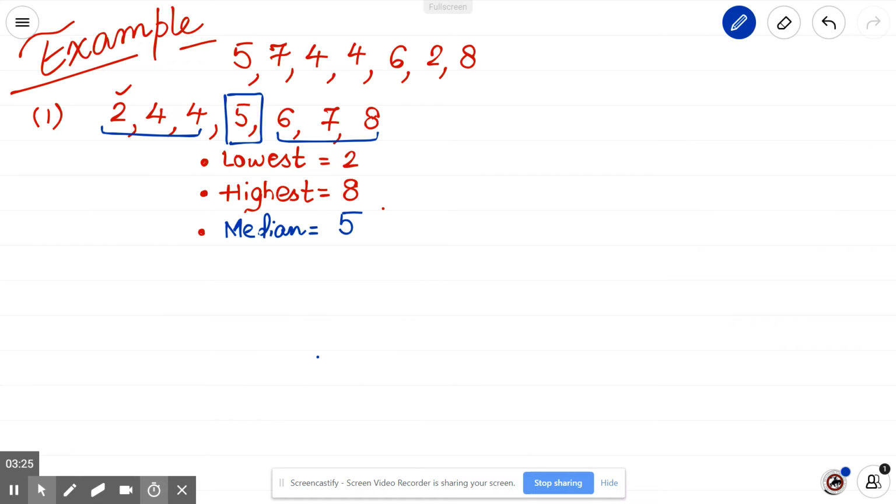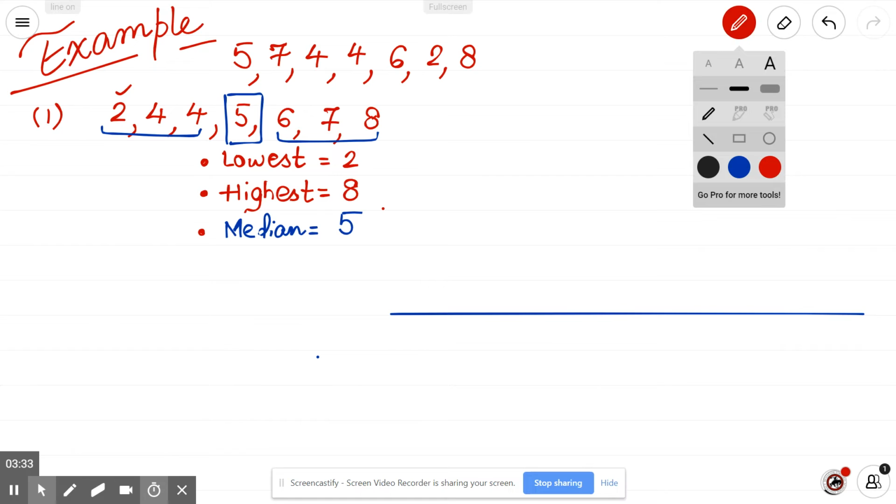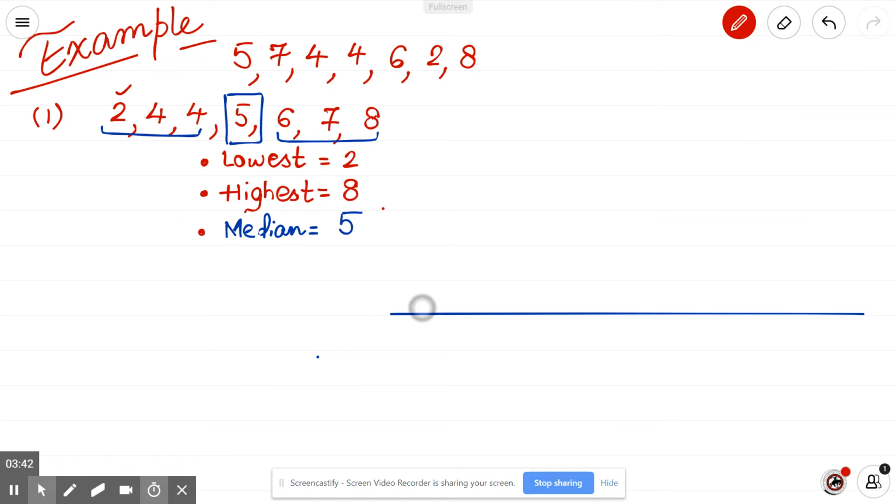So after identifying all these things, students, I can develop a box and whisker plot for this given data. And I will start with drawing a line. So let us see if I can use a line feature here. All right, so now I'm going to label my data, you know how my data is starting from 2 and going to 8. So I'm going to label each and every point 2, 3, 4, 5, 6, 7, 8.